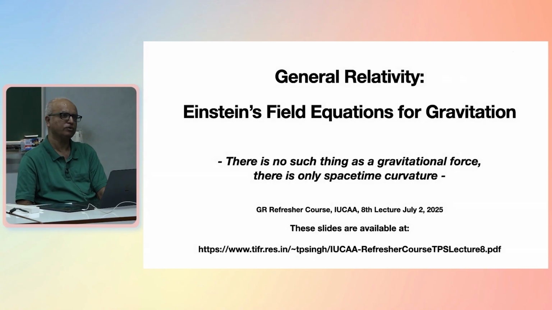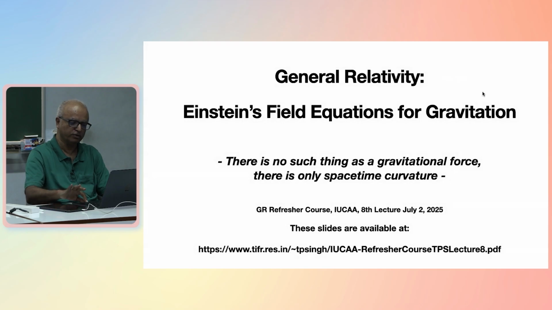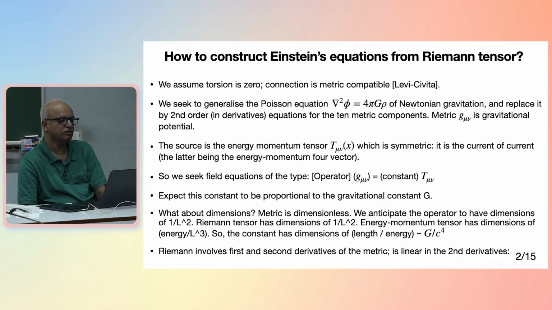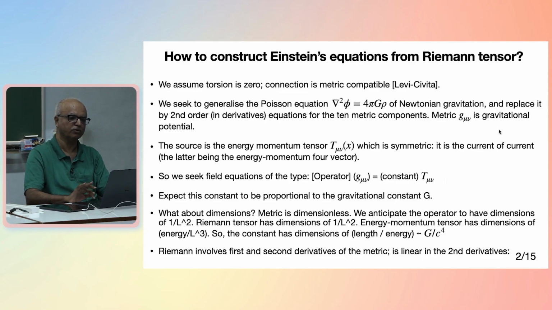So today we want to talk about Einstein's field equations for gravitation, because we essentially have all those. The energy momentum tensor was done yesterday, so I take that as given. It's going to sit on the right hand side of Einstein's equations. So the question for us is how to construct Einstein's equations from the Riemann tensor.